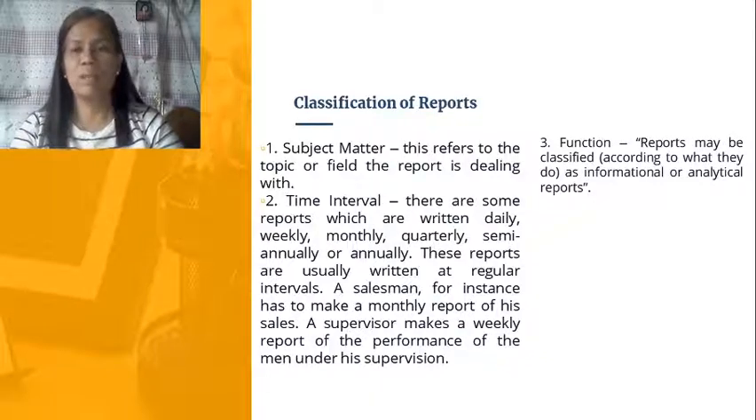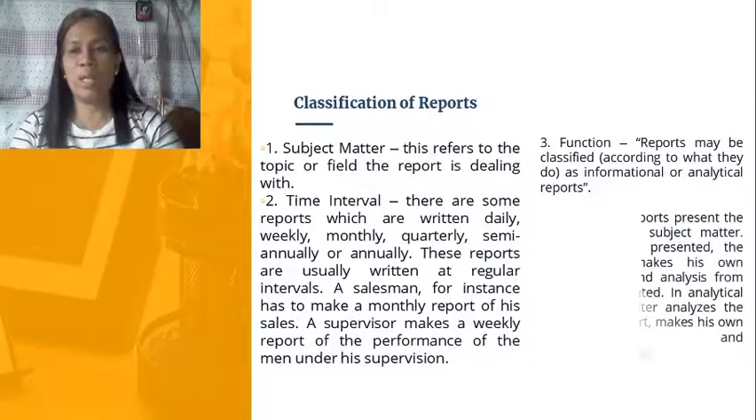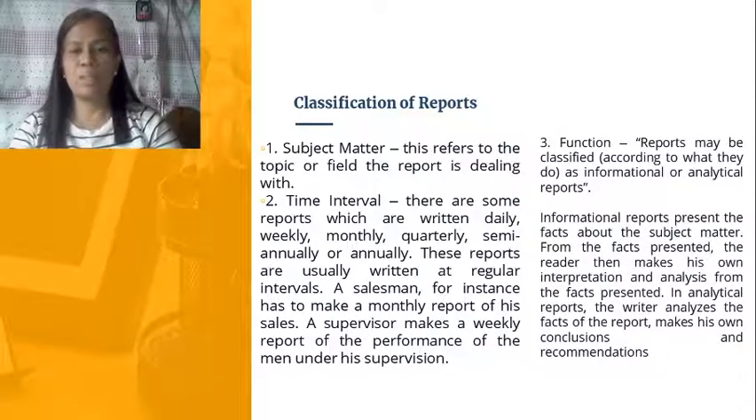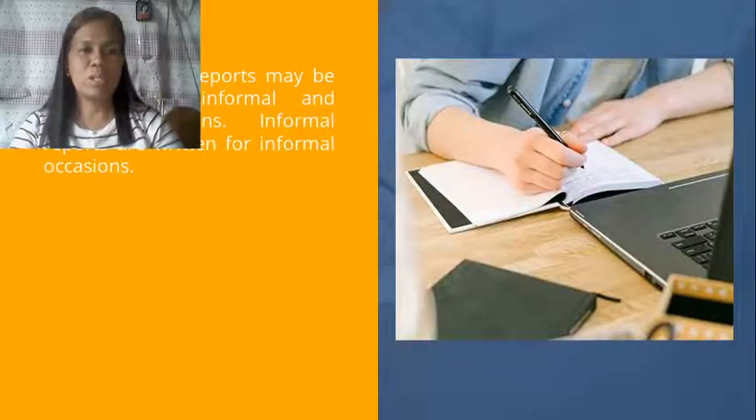Then function. Reports may be classified according to what they do, as informational or analytical reports. So what does that mean? Informational reports present the facts about the subject matter. From the facts presented, the reader then makes his own interpretation and analysis. While in analytical reports, the writer analyzes the facts of the report and makes his own conclusions and recommendations. Okay, so those are the differences between the two types of reports under function.